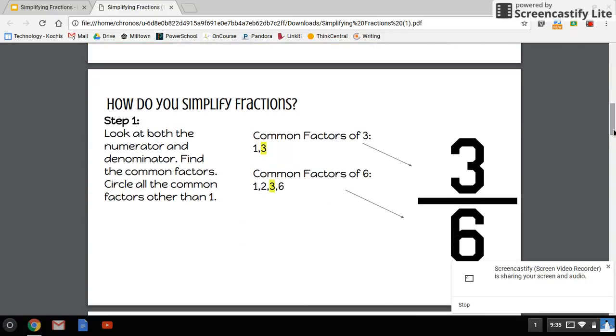How do you simplify fractions? Well, step 1, look at both the numerator and denominator. Find the common factors. Circle all the common factors other than 1. So we have 3 sixths here. The common factors of 3 are 1 and 3. And the common factors of 6 are 1, 2, 3, and 6. So the common factor here would be 3.